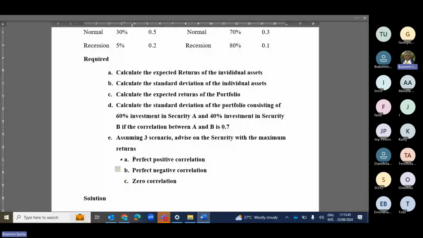Okay, so we are using these three scenarios, right? Perfect positive. Please note that perfect positive is equal to 1. What is perfect positive? Perfect positive is when both assets are moving in the same direction. Say you have shares in Zenith Bank, and you have other shares in Access Bank. Perfect positive correlation means that if Access Bank shares are going up, Zenith Bank shares too will be going up.